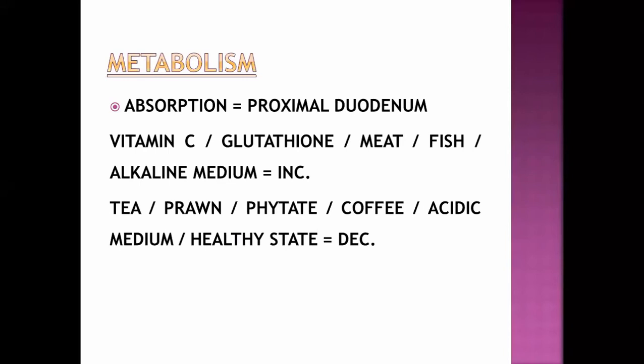Eating of tea, prawns, phytate compounds, coffee, acidic medium, and healthy state of normal healthy people also decrease absorption. Tea, prawn, phytate: phytates are carbohydrate derivative compounds. You can learn about that from the internet, what phytates are and what their function is. Tea, prawn, phytate, coffee, acidic medium of the duodenum, and healthy state of the human decrease the rate of the absorption of the iron.